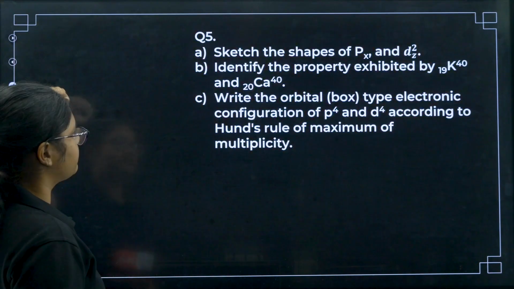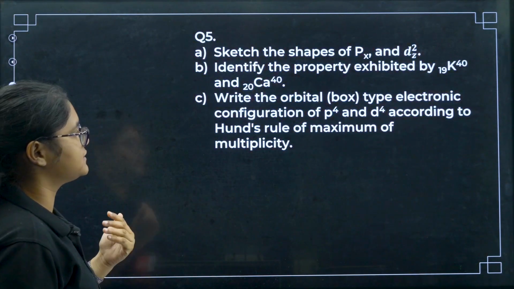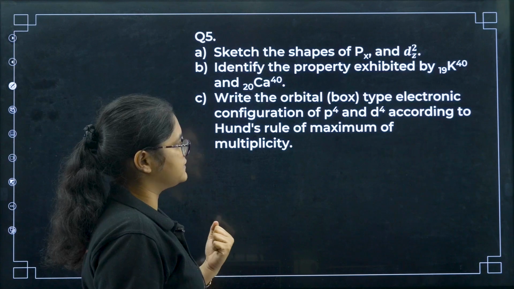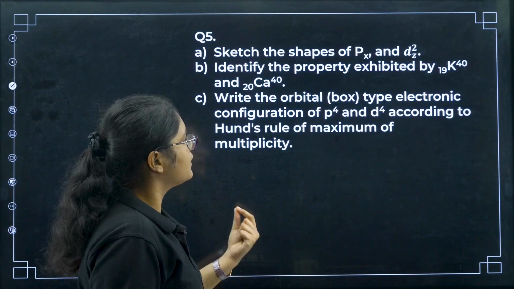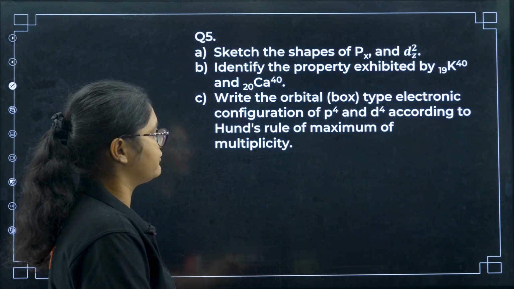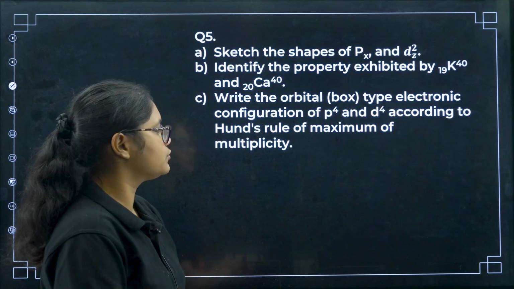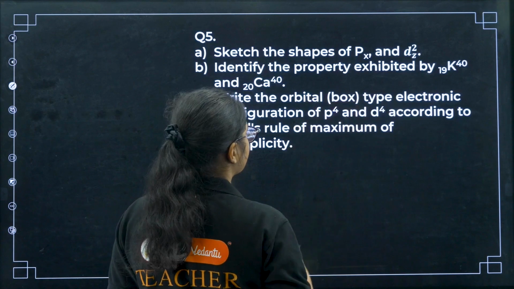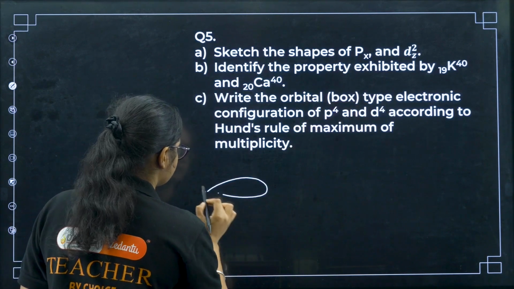Next, we will move to the 5th question. Sketch the shape of px and dz square orbital. Identify the property exhibited by these two compounds. Write the orbital box type electronic configuration of p4 and d4 configuration according to Hund's rule of maximum multiplicity. Okay, so if I see the shape of px orbital, you can just draw like this, right?